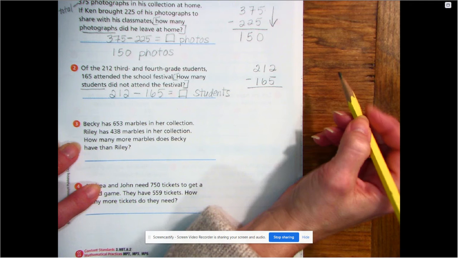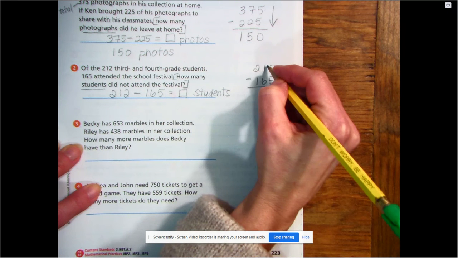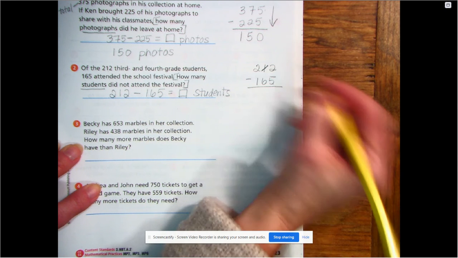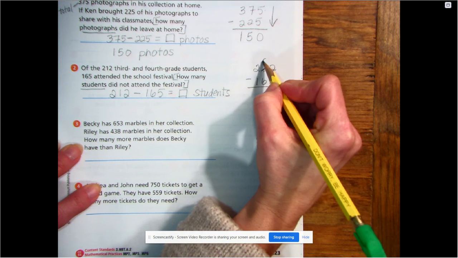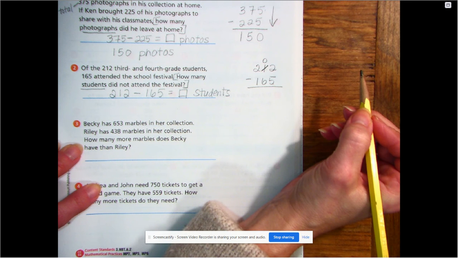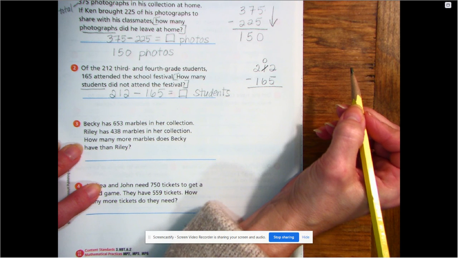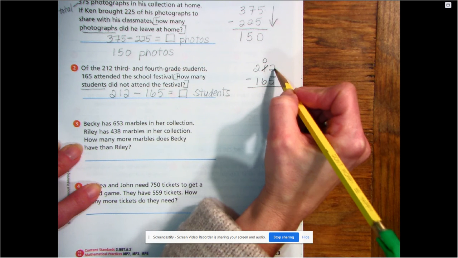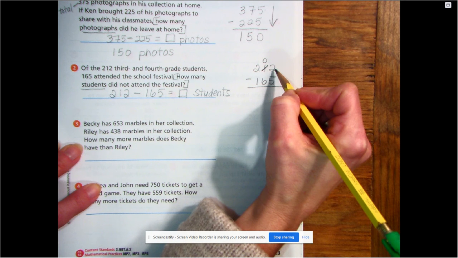I have to go next door. Pay special attention. I'm ungrouping that. I'm taking that 10, so now I don't have any, right? I had 1, I took it away. There's nothing left. And I'm giving it to my 1s. Okay, we're still making mistakes.